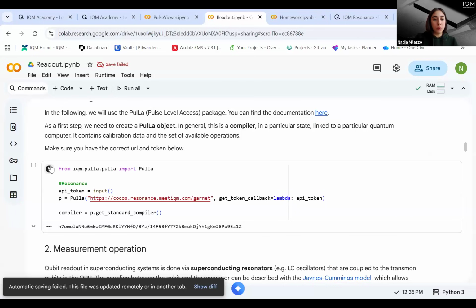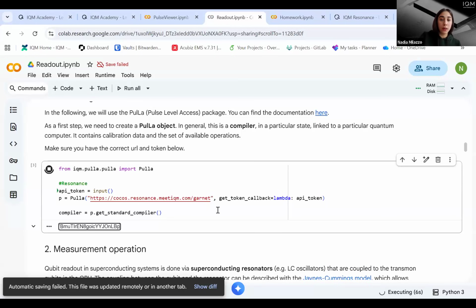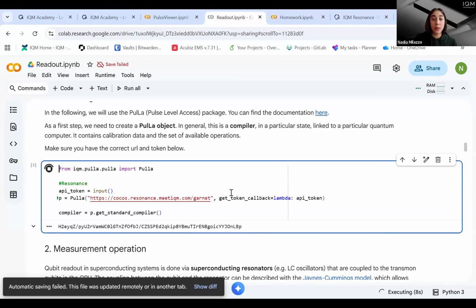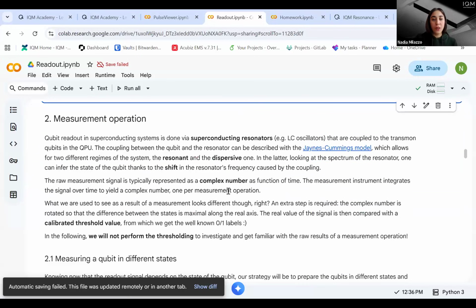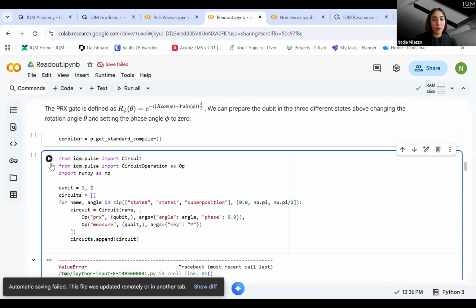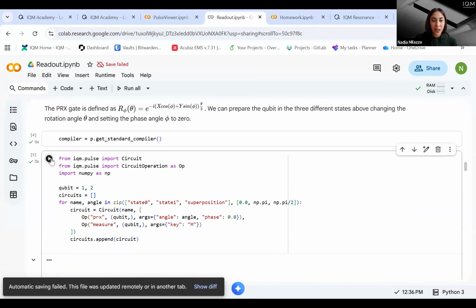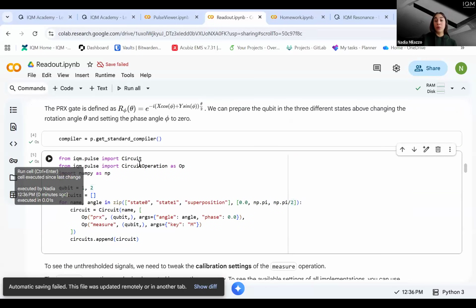So now we should be able to run this. I will be asked for the token again. Yes, I can copy-paste and hit enter. And if Garnet is not too busy, perfect. Okay, so let's see whether we can now run. First, we initialize the compiler as we did in the previous notebook, and then we define our operations.